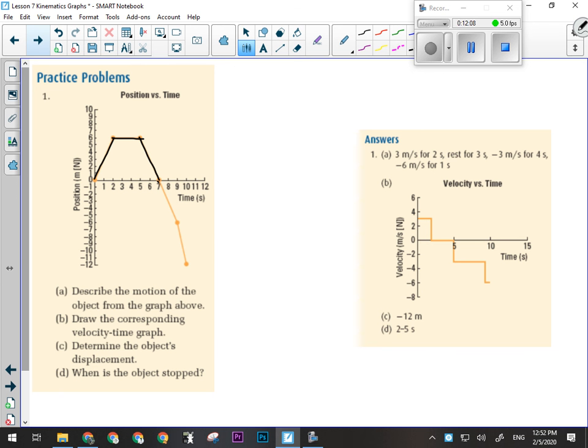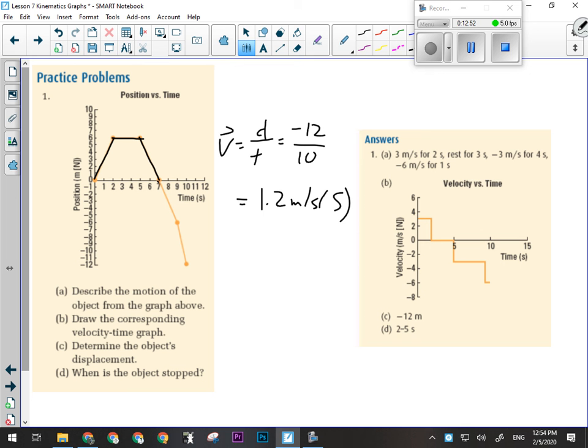I would like for you guys, using that graph, to calculate for me first off the total displacement, because you'll need it, and then the average velocity of the object. Average velocity is total displacement divided by total time. So negative 12 divided by 10 seconds. V equals D over T. Negative 12 over 10 is 1.2 meters per second south.